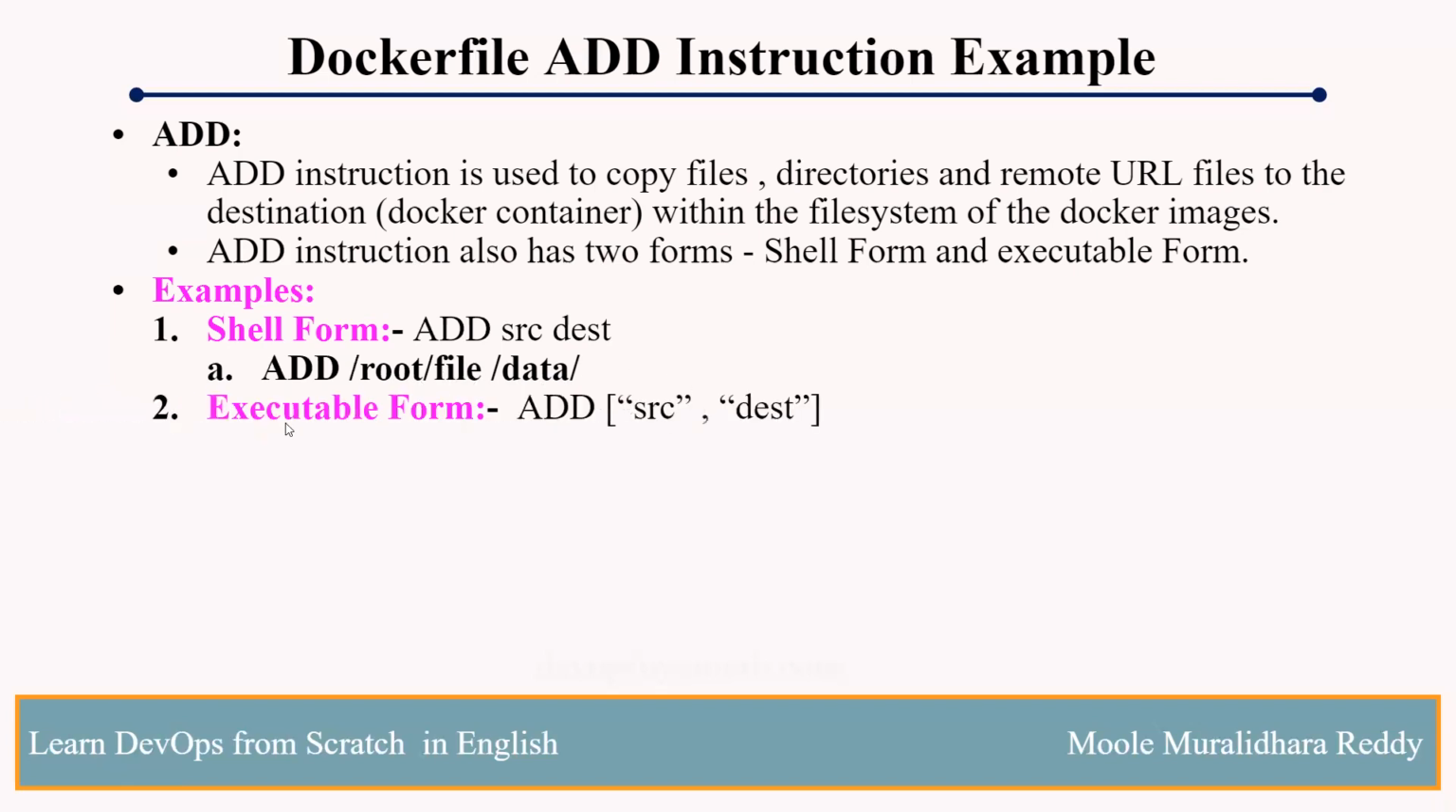And the second one is the executable form. The executable form is the same, just we give square brackets, double quotation marks, comma, source and destination. If you observe here, ADD, double quotation, the source path and the destination path. Got it right? But the recommended way for the ADD instruction is to use the shell form only.